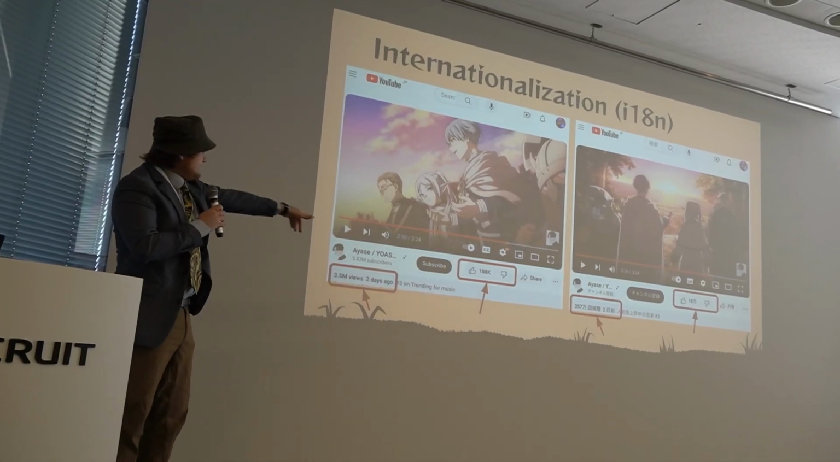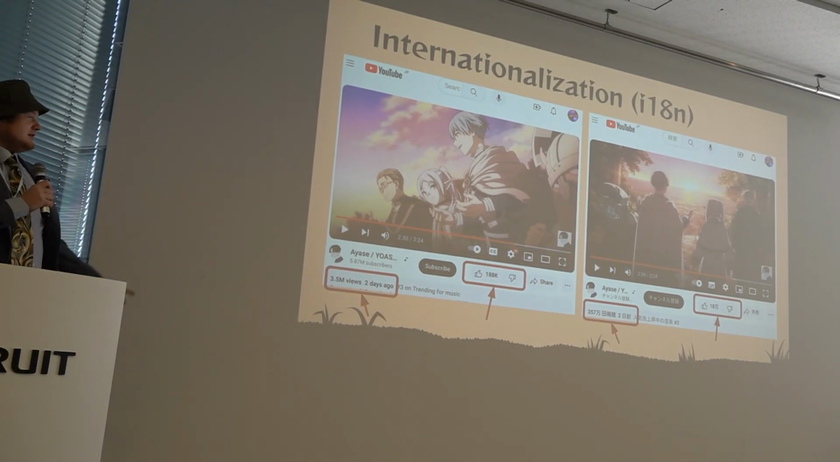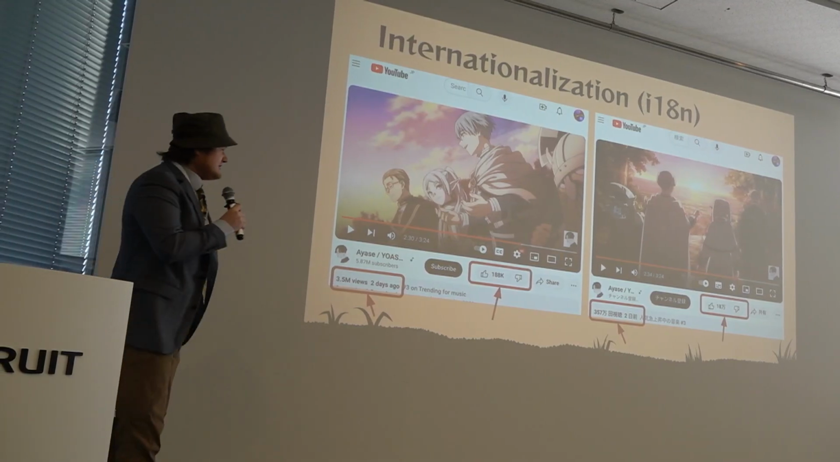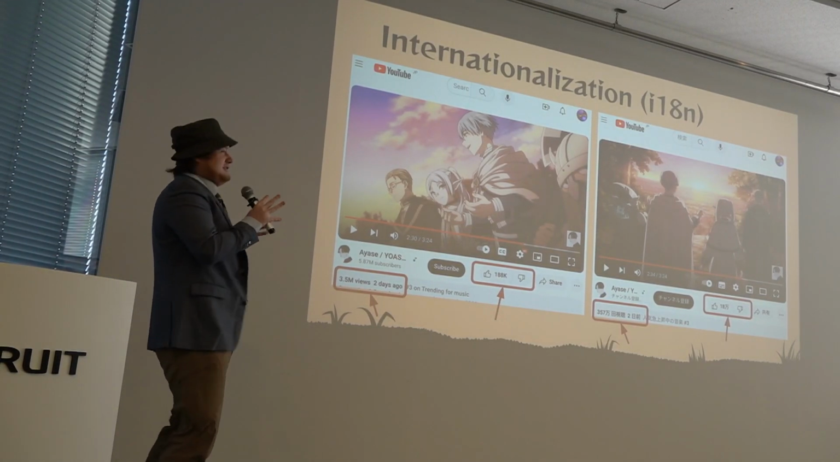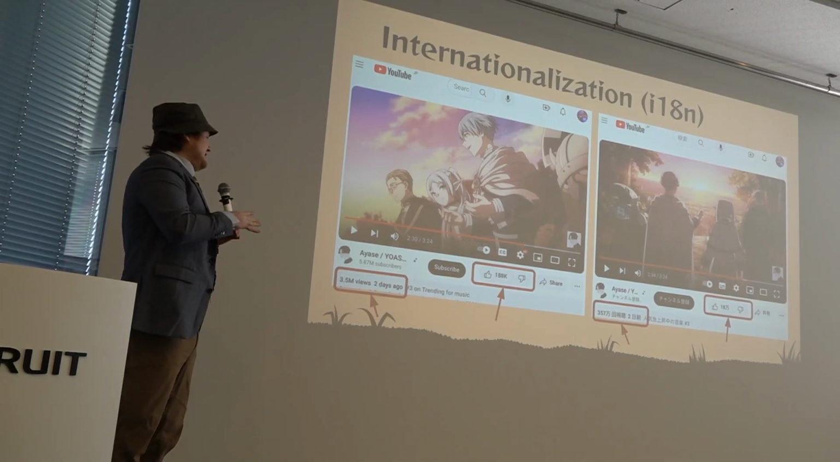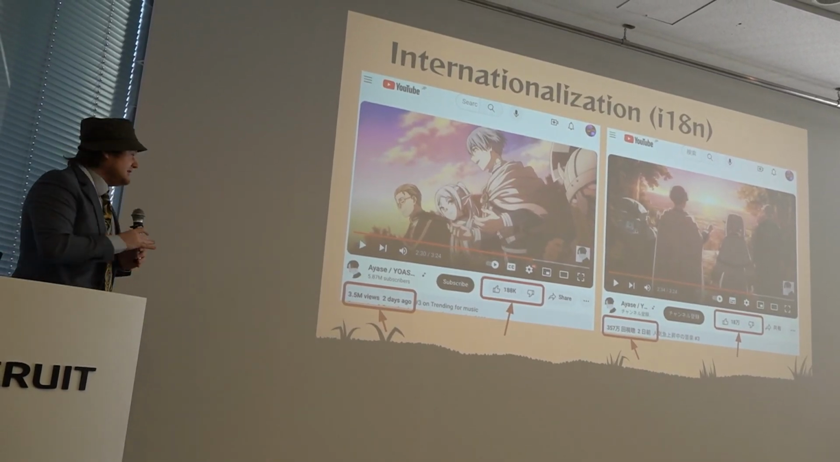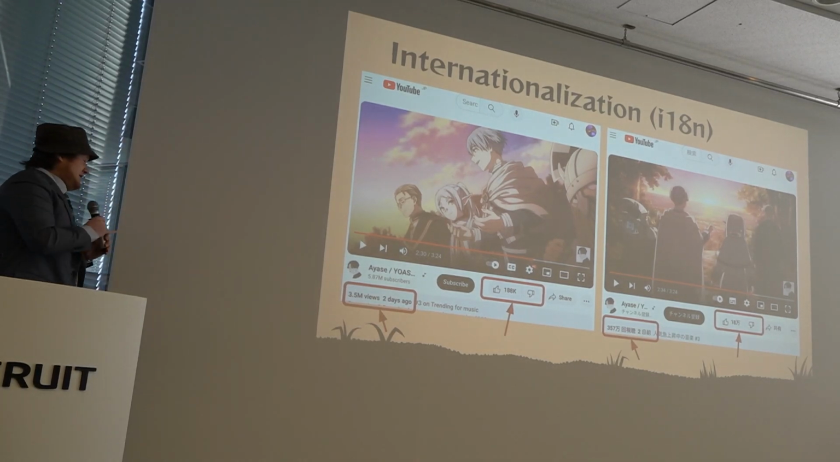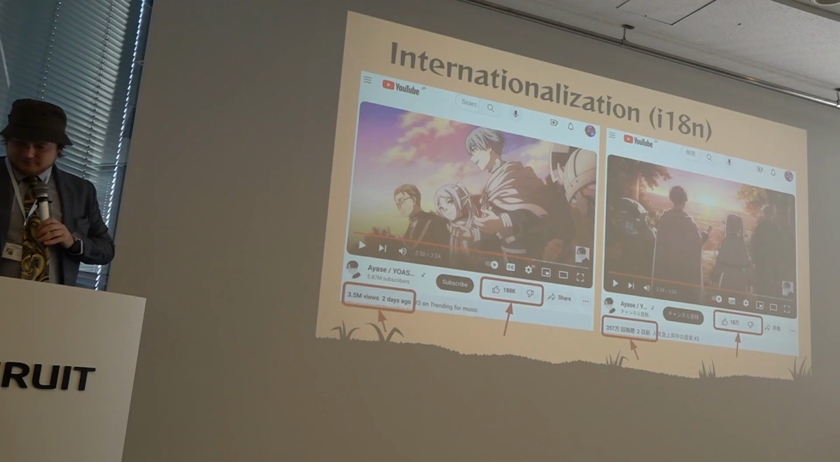When I have my UI set to English, there's 188,000. When I have my UI set to Japanese, there's 18 man, which is like 10,000s of upvotes. It's the same number of upvotes, but that's an example of internationalization that a lot of people don't think about. The way that you express large numbers, of course, dates and relative times also changes a lot.